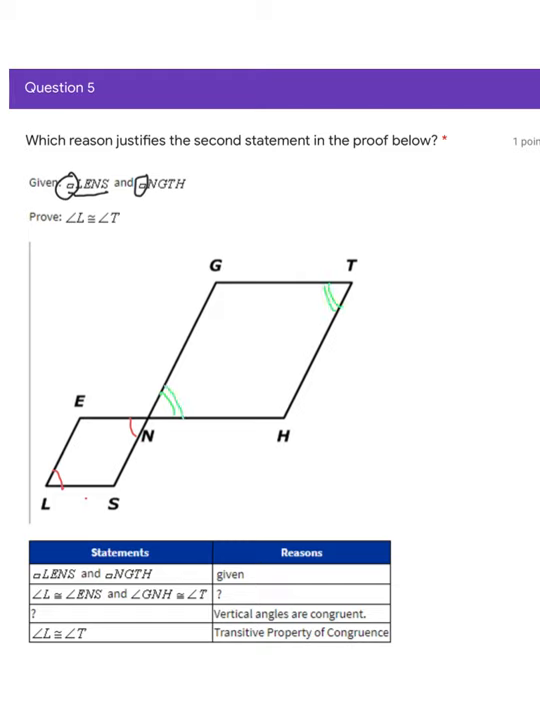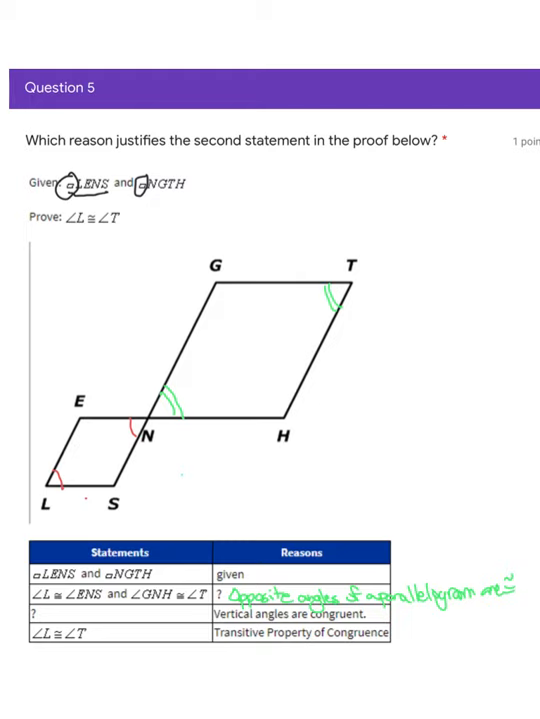Well, that we know to be true because the opposite angles of a parallelogram are congruent. So here you can put opposite angles of a parallelogram are congruent. All right, then it leads us through the next statement.